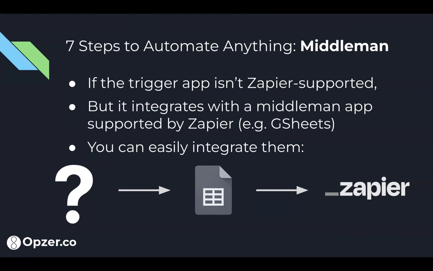So in that case, what you can do is plug the form into Google Sheets, and then create a Zap that takes a trigger from that Google Sheet, and then you do whatever it is that you want to do. So that's one example of the middleman integrations.